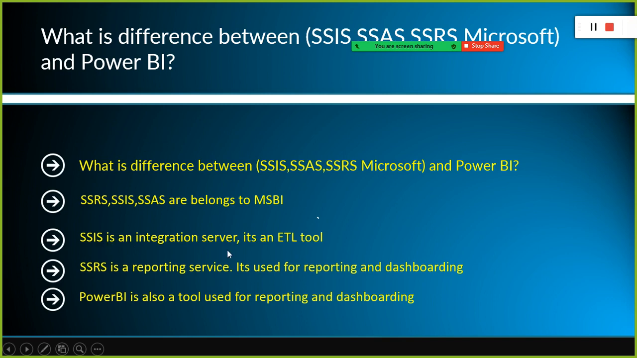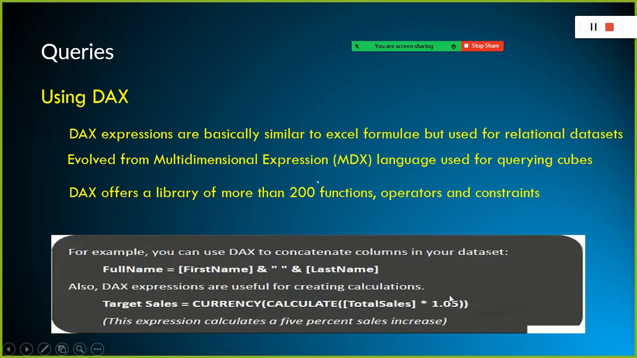That's what I mentioned. SSIS is an integration server. It is an ETL tool. SSRS is a reporting service. Power BI is also a tool used for reporting and dashboarding, mainly for dashboarding.